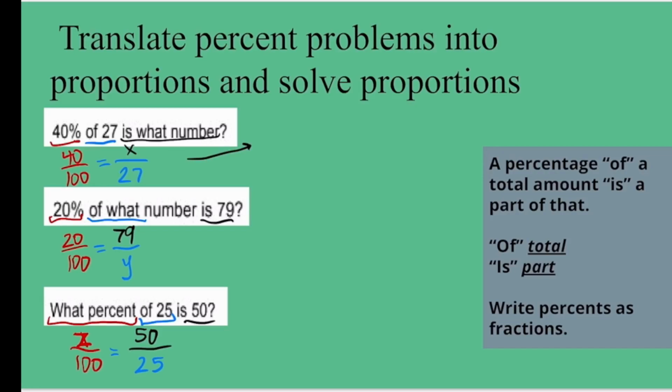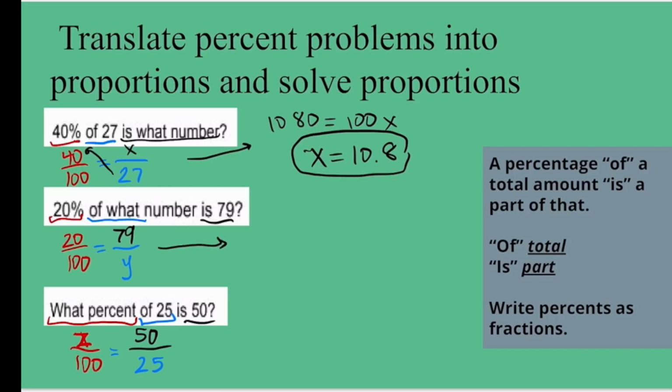So the first one, 40 times 27 is 1080. That's equal to 100x. And if we divide by 100, we get 10.8. For the second one, we cross multiply. We get 20y equals 7,900. 7,900 divided by 20. We have 395, which is a whole, so that should typically be larger than 79.